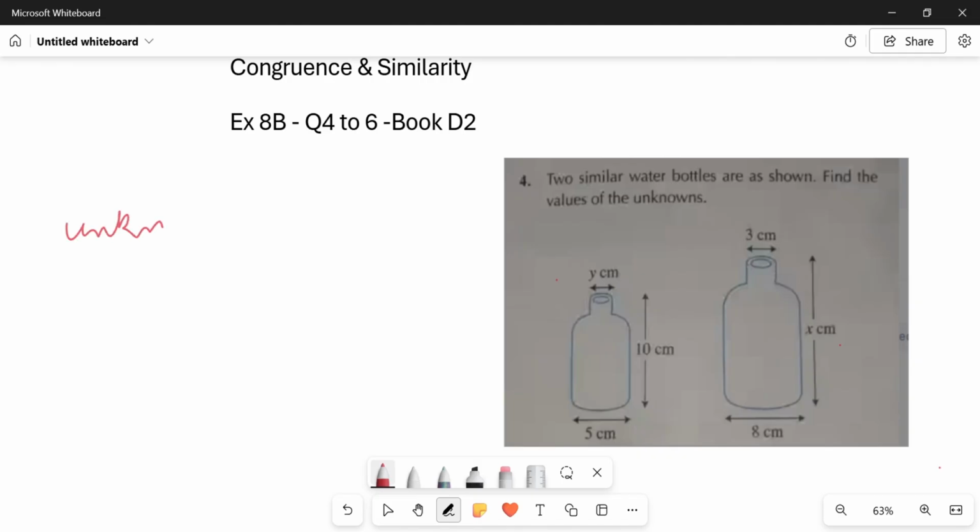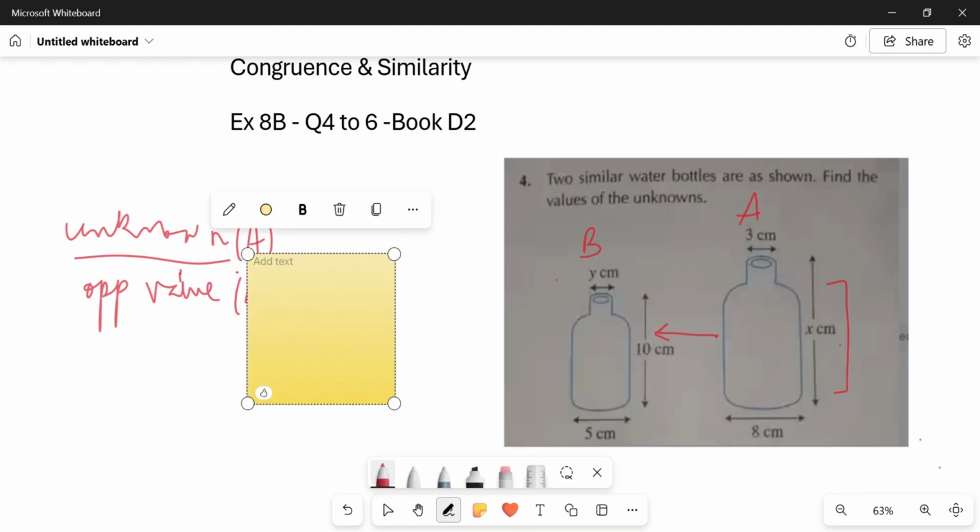Unknown, right? And then you need to write down the opposite side of that unknown value. See, x is given to you here, so the opposite of x is this one, 10. So x over 10: unknown over opposite value. Opposite value means the other diagram. Suppose this one is diagram A and the small bottle is figure B. So the unknown is in figure A and the opposite value is in figure B, equals to.